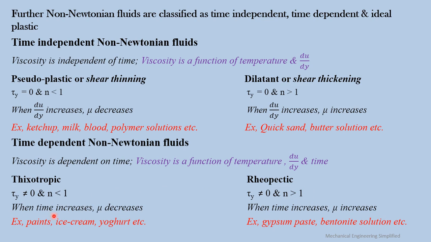In this case, when time increases, mu decreases. That means when these substances are kept for a longer period of time, they eventually lose their viscosity. Examples, paints, ice cream, yogurt, etc. And in the case of rheopectic, when time increases, mu increases, meaning when the time passes, their viscosity increases. Example, gypsum paste, bentonite solution, and many more.